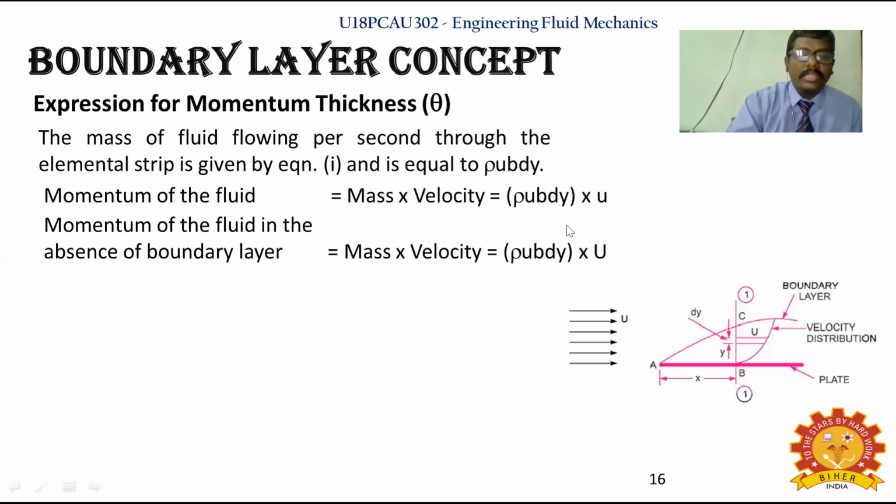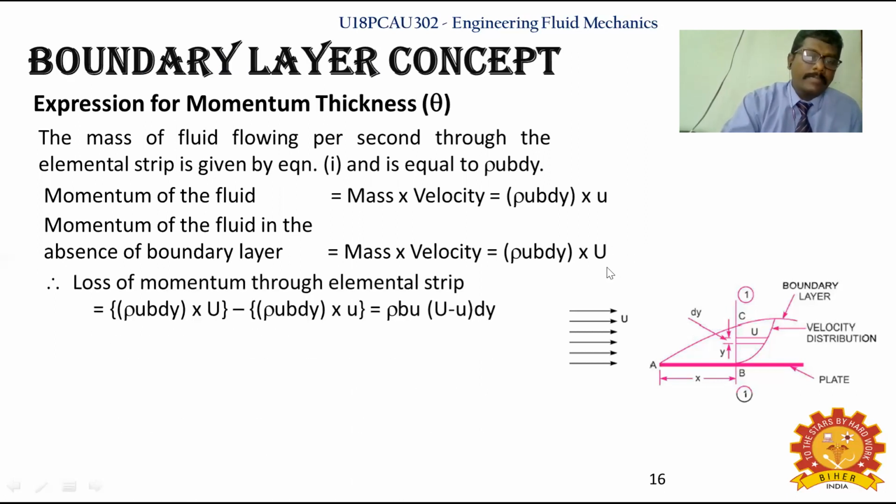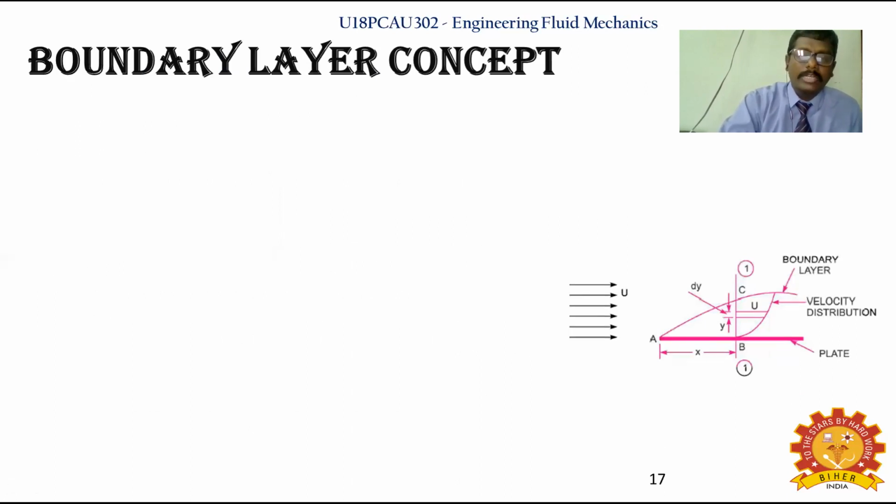This is the case considering the plate, and if you are not considering the plate, in the absence of boundary layer, then you will be having a consideration of free stream velocity. So now the loss of momentum will be capital U minus small u, similar to the previous expression. Now you are having a difference of capital U minus small u. You are keeping it as one equation, if you are considering the loss of momentum through the elementary strip.